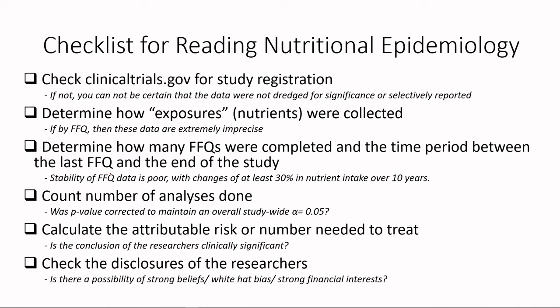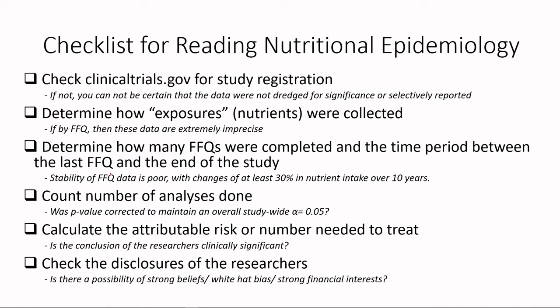Here's a checklist for reading nutritional epidemiology. By the end of this lecture, we will have touched on all 6 of the items here. First, it is always worthwhile to check clinicaltrials.gov for registration, as otherwise you cannot be sure how many associations the researchers have investigated. Second and third, check the method section to see how the exposures, or in our case, nutrients, were collected and the time frame between them. See the food frequency questionnaire lecture for more details.